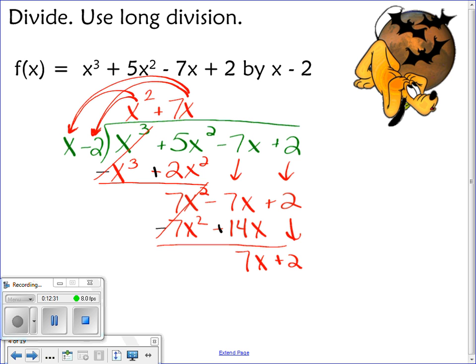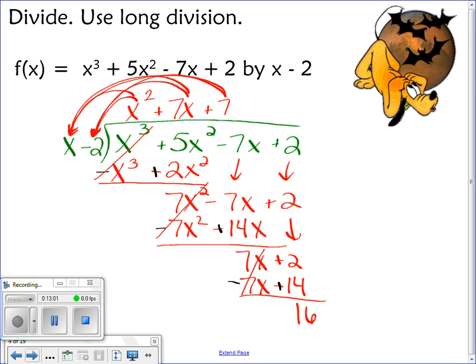And we got to start again. What do you multiply x by to get 7x? 7. Positive 7. 7 times x. 7 times negative 2. Negative 14. Then change your signs. Cancels. 16. Nothing else to bring down. Can I multiply x by something to get 16?